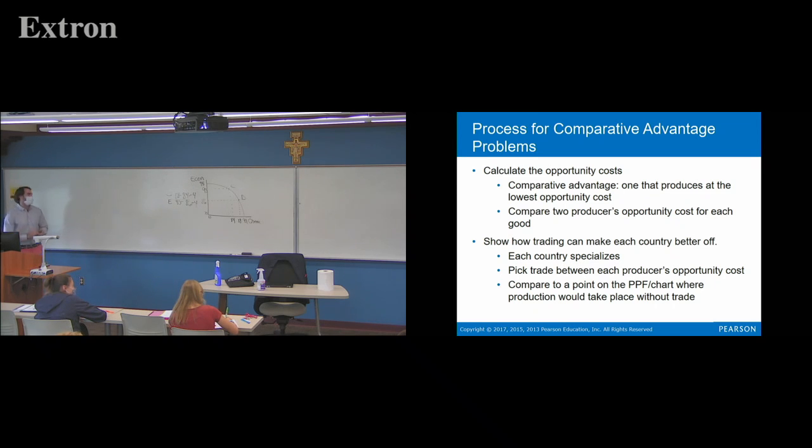Normally for these problems, you're just given what the trade is going to be, but the trade is always going to be between each producer's opportunity cost. That's the only way that they'd be willing to trade with each other. So then you compare a point on the production possibility frontier, or the chart where the production would take place, without trade and with trade, and then you see which one gets more resources, or more of the final good, sorry.